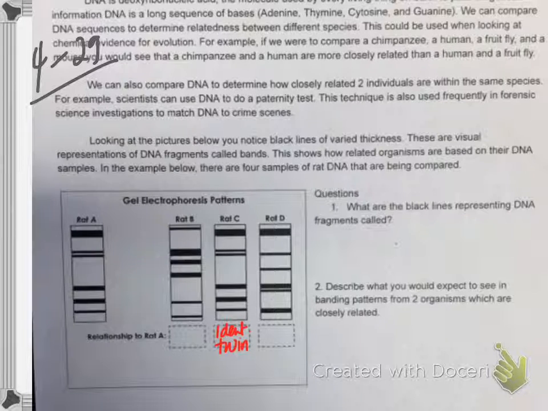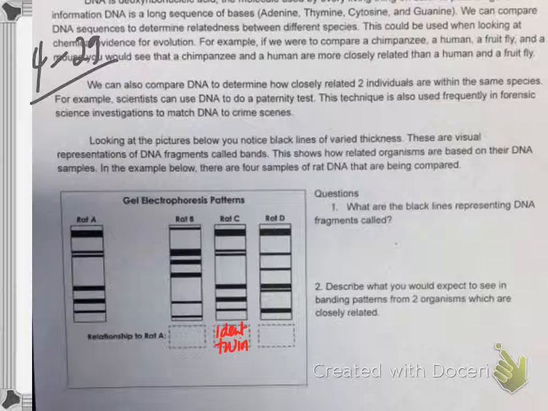Identical twins will have identical banding patterns. This is all about gel electrophoresis patterning; you don't need to know the mechanics of it. On average, do you know how much DNA you share with a non-twin sibling? About half. You share roughly half of your DNA. It can be more, it can be less.